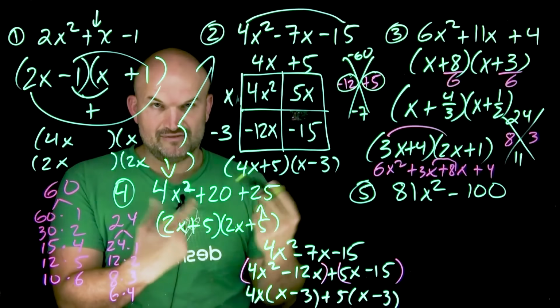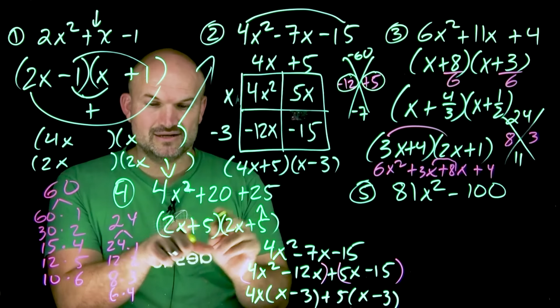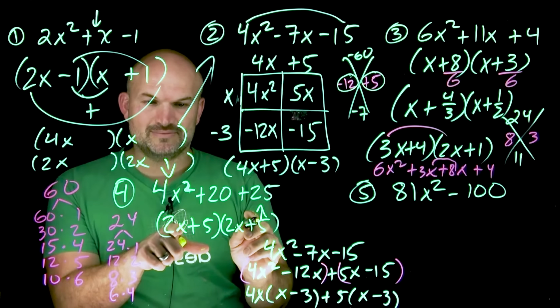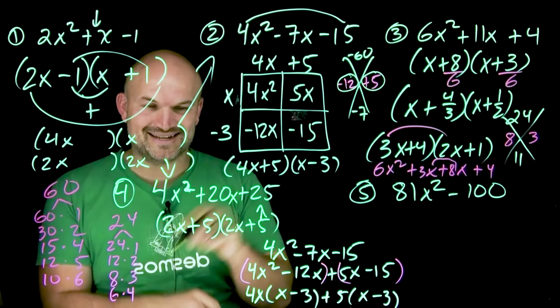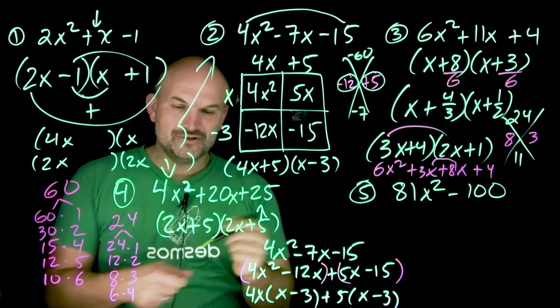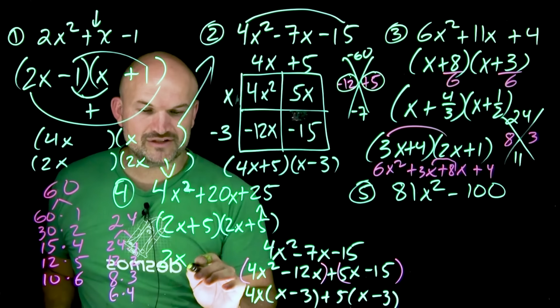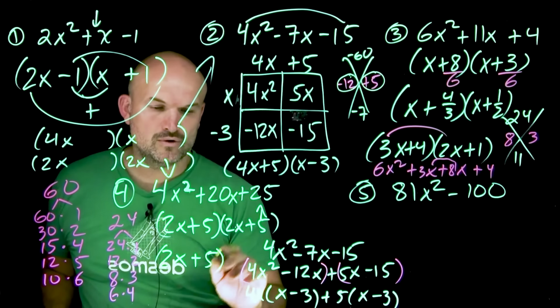5 times 5 is 25, good. 2x times 5 is 10x. 2x times 5 is a 10x. 10x plus 10x is going to be a 20x. I forgot the x, sorry about that. So you can see we can rewrite this in factored form of a 2x plus 5 quantity squared.